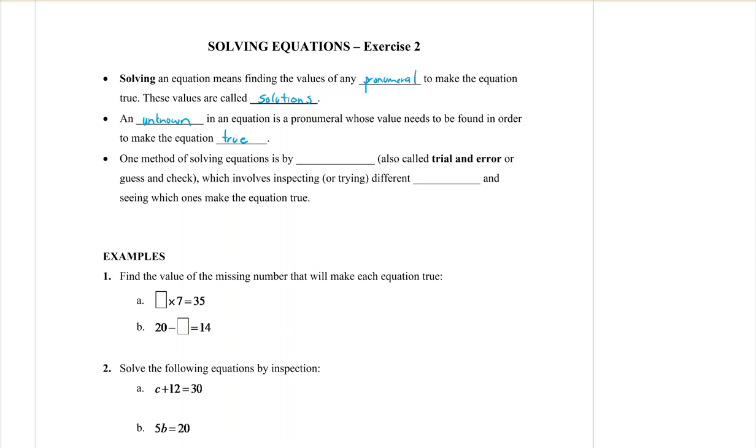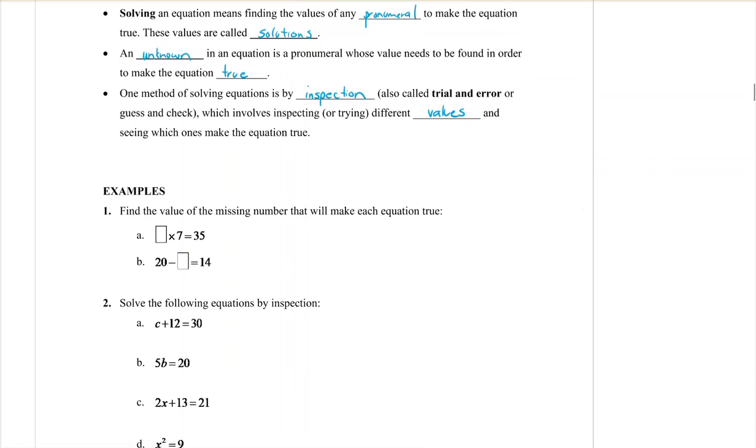One method of solving is by inspection. This is also called trial and error or guess and check, which involves inspecting or trying different values and seeing which one makes the equation true. Not the best method, because when equations get more difficult, it's not easy to guess the right thing to substitute in. But we are going to do a few here, guess and check style.